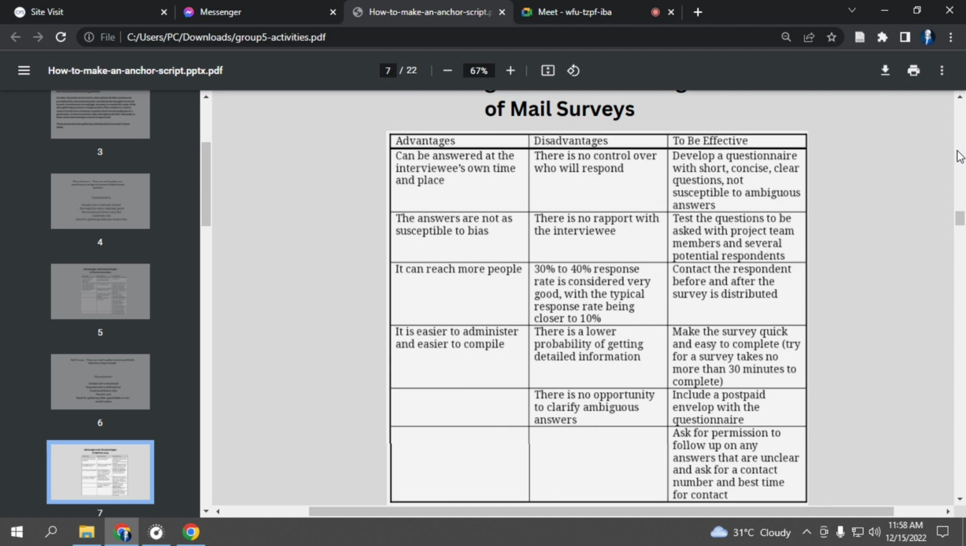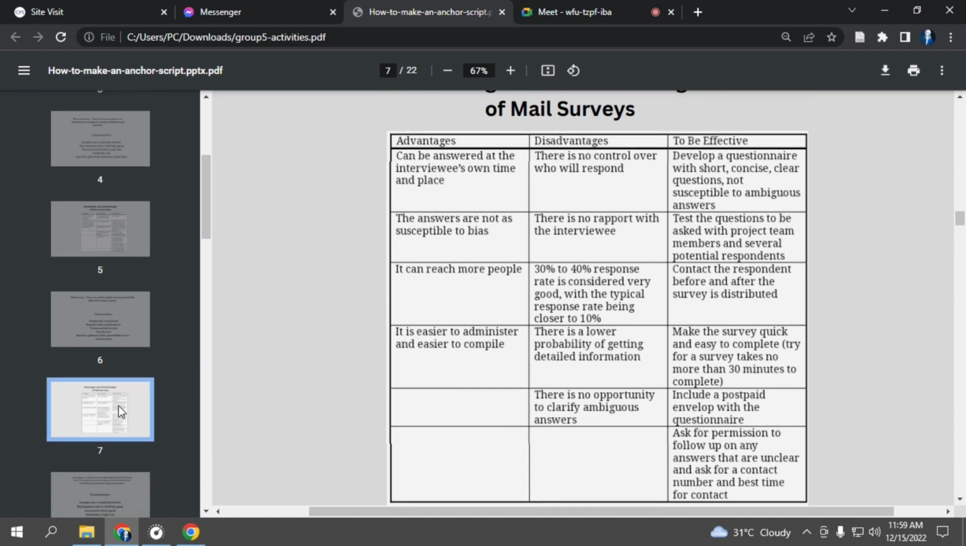The next one is make the survey quick and easy to complete. Try for a survey that takes no more than 30 minutes to complete. The next one is include a postage-paid envelope with the questionnaire. And the last one is ask permission to follow up on any answers that are unclear, and ask for a contact number and best time for contact.